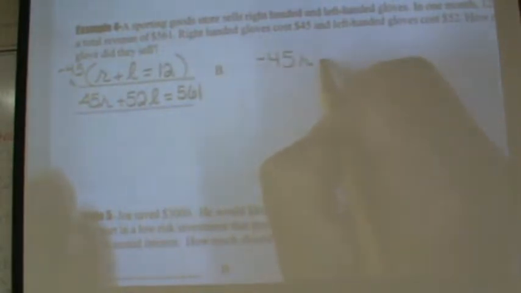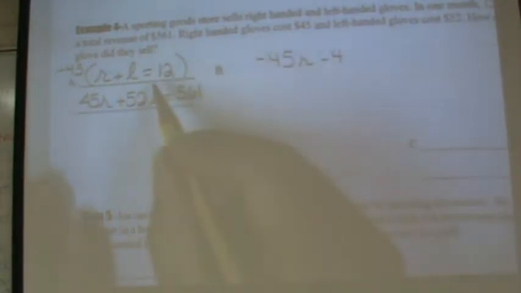Times what? I would multiply the top by negative 45. You can get L or R first, it's up to you. I think we all tend to prefer elimination, especially when they're set up like this. Did you get negative 540?